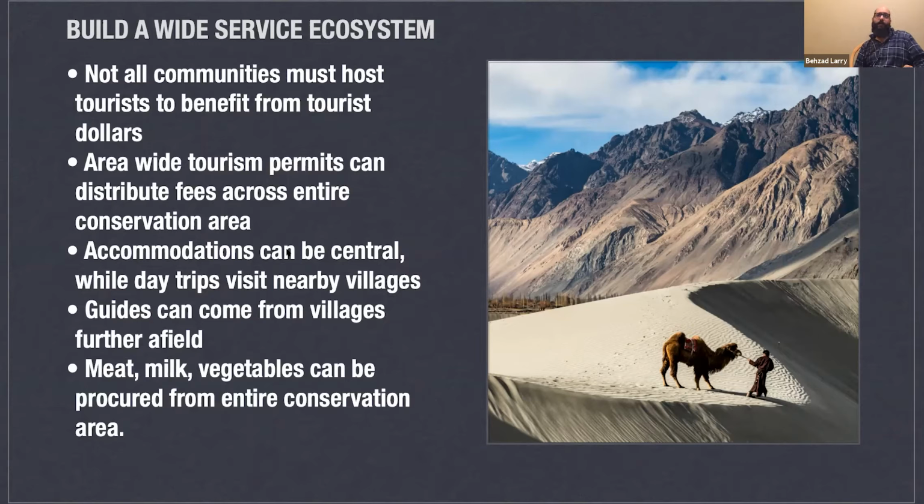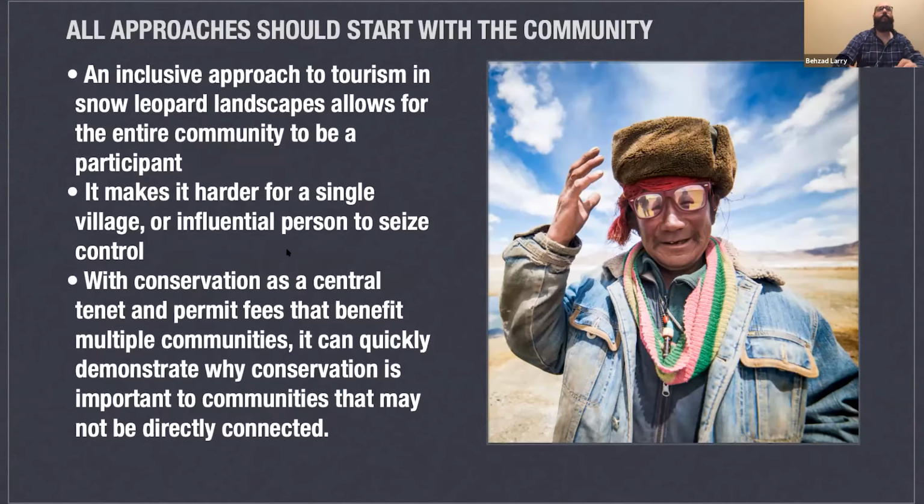So when we look at each of these things across snow leopard landscapes, we realize that we can actually create tourism models that take into account multiple communities while only one community is hosting tourists. So when we look at these integrated models, we discuss with the community what sort of model would work best for them.